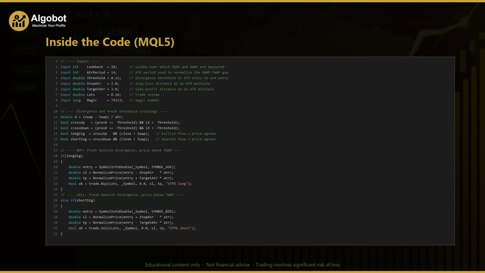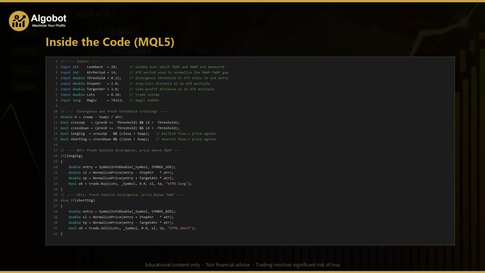Cross-up is true when the previous D was at or below the threshold and the current D is above it. Cross-down is the reverse, below the negative threshold. Look at the buy block. The long signal requires that upward cross and a close above the time average. When it fires, the entry is taken at the ask price.